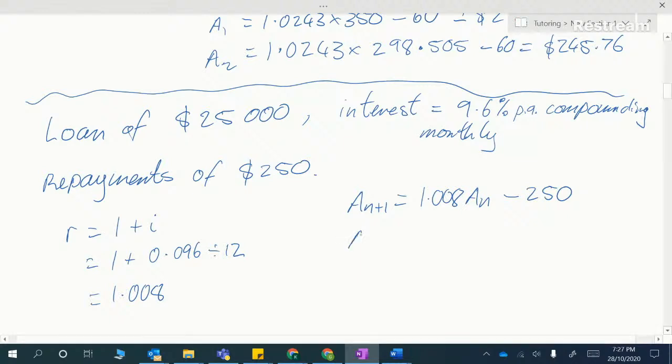Okay, so A0 would then be 25,000. A1 would be 1.008 times 25,000, take away 250.